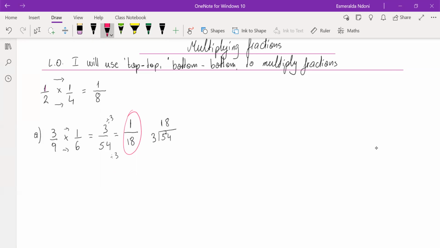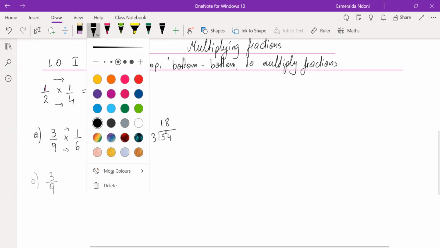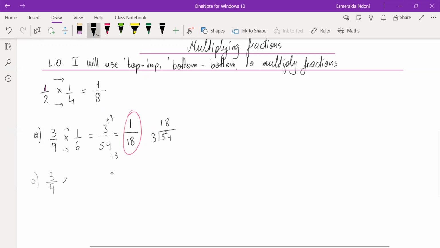Now, what I want to show you is something else. If we simplify our fractions before we multiply them, it's going to make our life a lot easier. Look, I'm going to get the same fractions as I had before, and I'm going to simplify them before I multiply them.